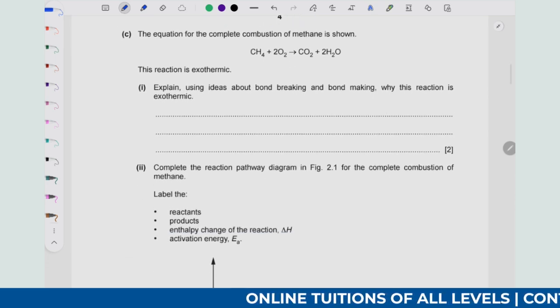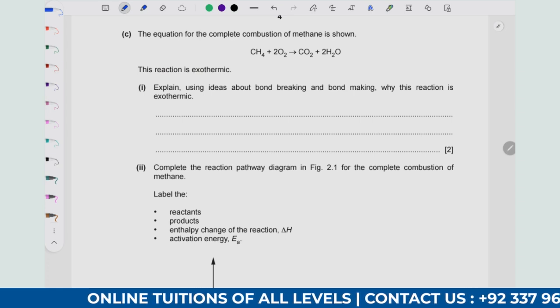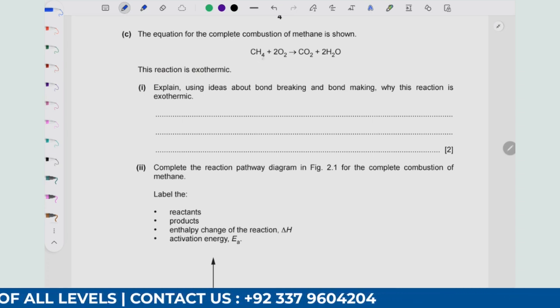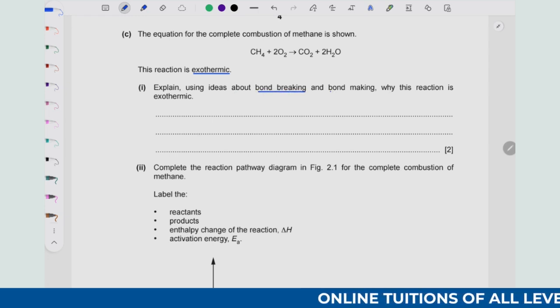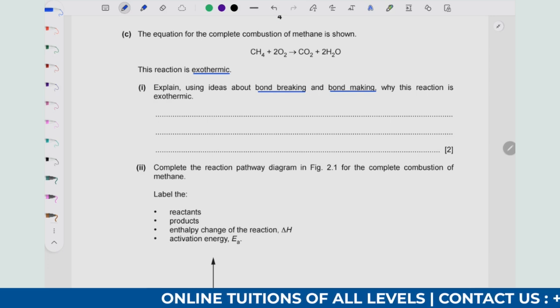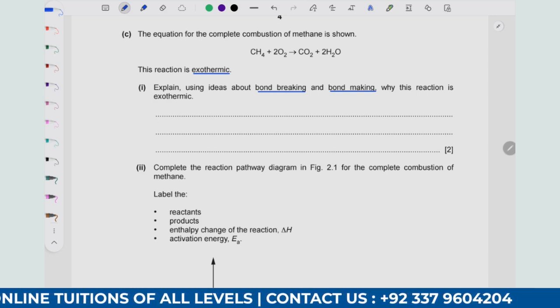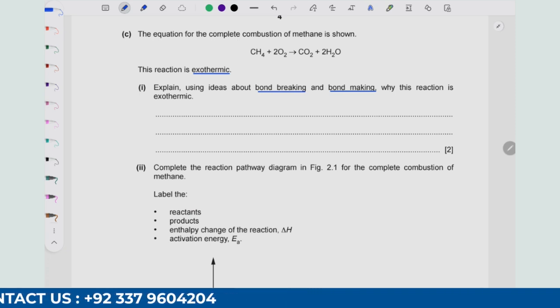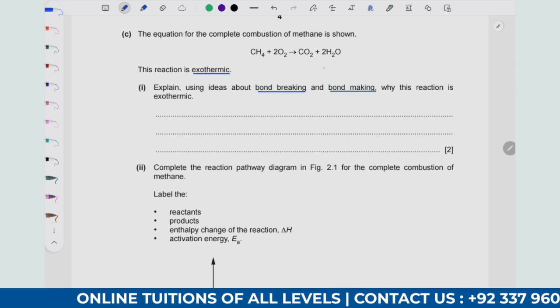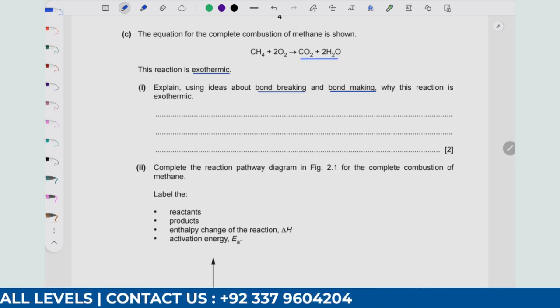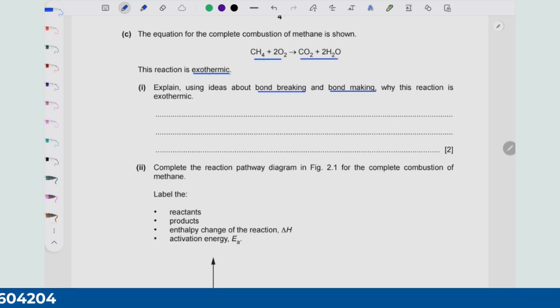Moving towards the next part, it is saying that the equation for the complete combustion of methane is shown. CH4 reacting with oxygen produces carbon dioxide and water. This reaction is exothermic. Explain using the ideas about bond breaking and bond making why this reaction is exothermic. So we know that in exothermic reactions, energy is absorbed to break the bonds and energy is released in making bonds. As more energy is released than absorbed, the reaction is exothermic.